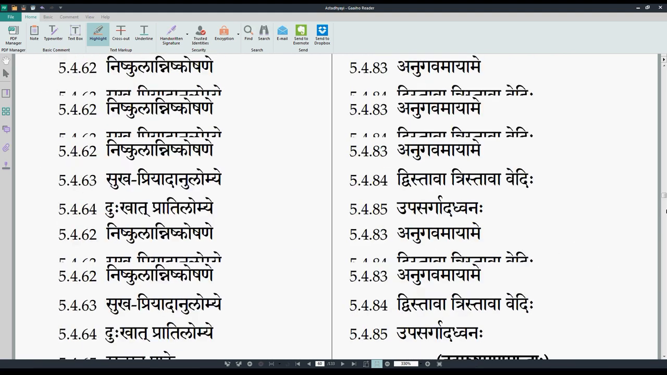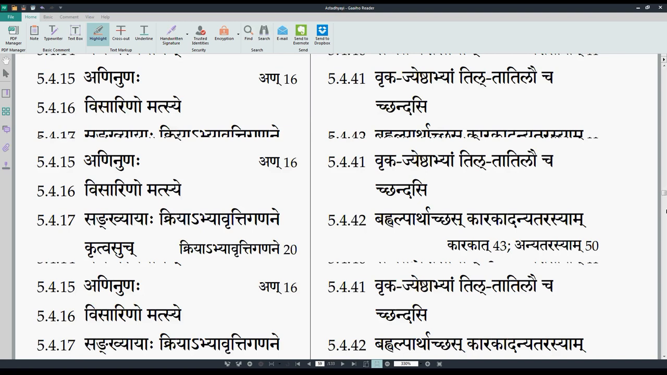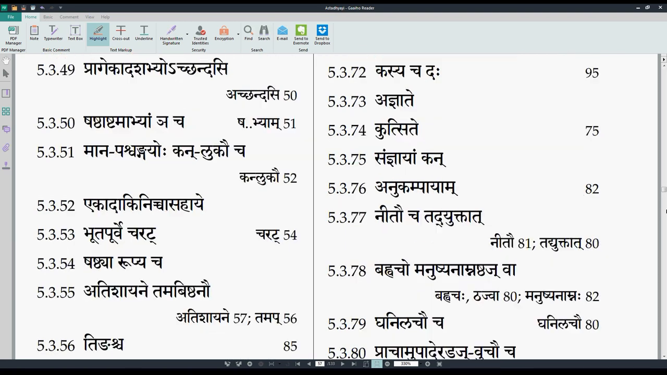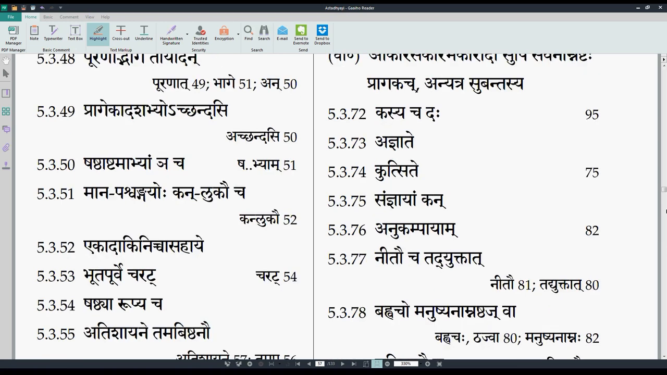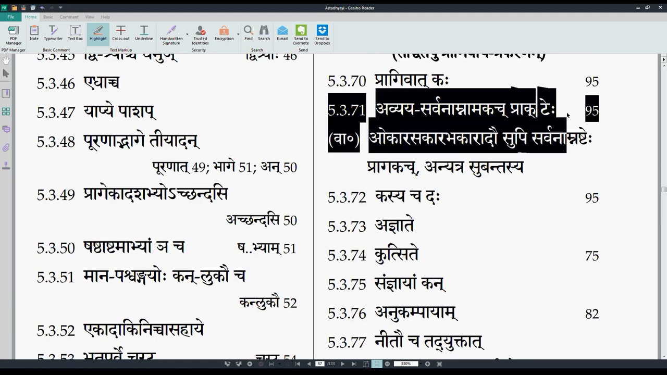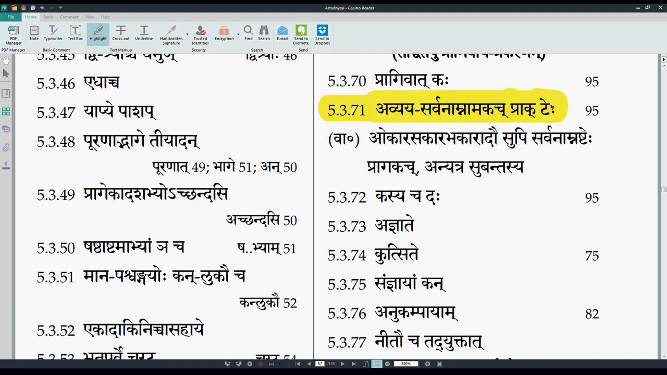So Taddita is also quite a big section, 5371. Okay, so here: Avyaya sarvanamnam akanch praktehe. So te, this is panchami ekvachana of T. T we already know, that part which starts from the last vowel.